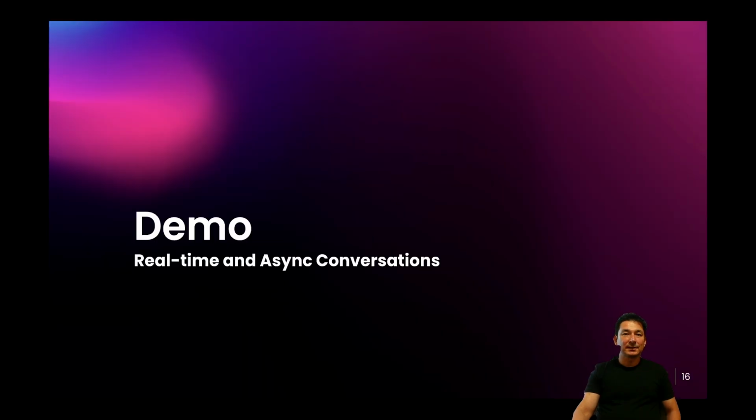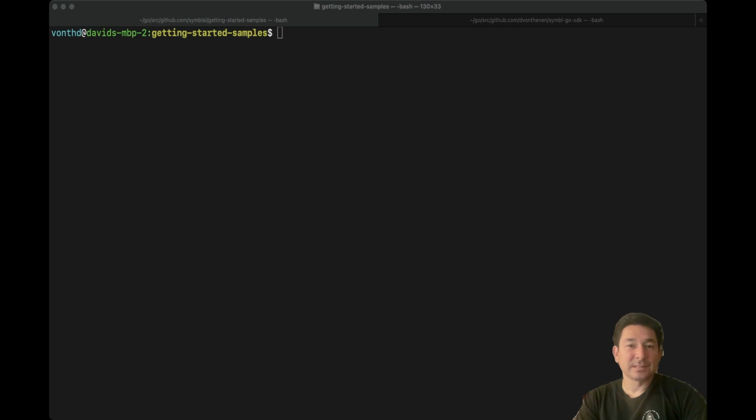So for the demo, we're going to take a look at obtaining questions, action items, and follow-ups using the JavaScript and Go SDK. Let's take a look at that now. So for the demo, we're going to take a look at the Getting Started Samples repo. This contains a lot of our JavaScript and our Node.js related examples. We're going to take a look at questions, action items, and follow-ups.